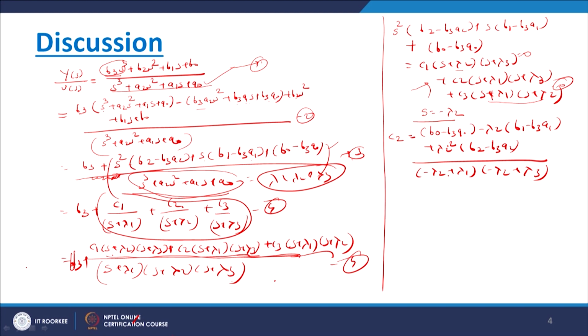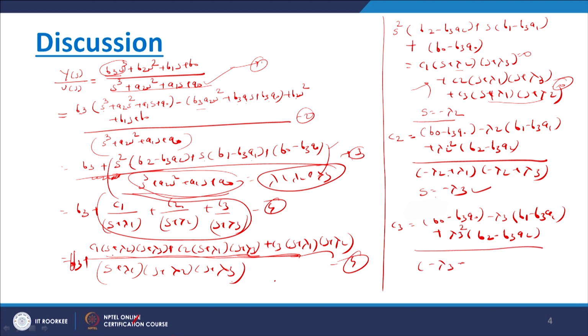Now how to get the value of C3? Let us say we replace S equals minus lambda 3 in this equation. What will happen? This C1 will be removed, then again with S equals minus lambda 3, C2 will be removed, and finally here lambda 1 lambda 2, so we will get the value of C3. Therefore you will get C3 as B0 minus B3 into A0, minus lambda 3 (B1 minus B3 into A1), plus lambda 3 square (B2 minus B3 into A2), divided by (minus lambda 3 plus lambda 1)(minus lambda 3 plus lambda 2).